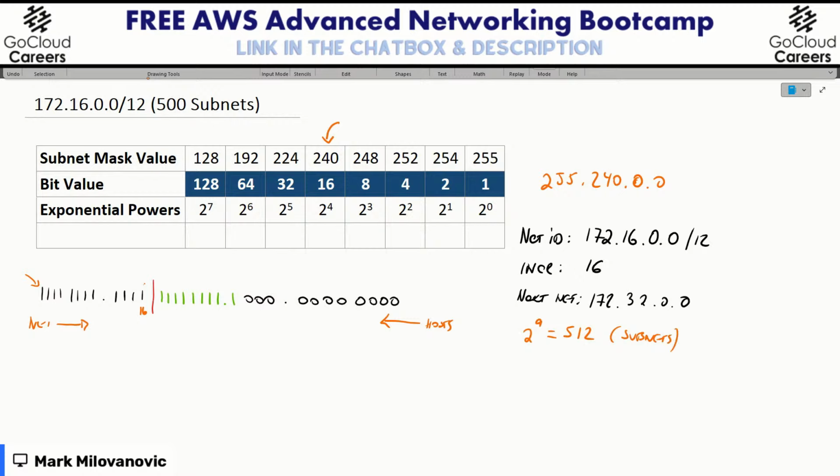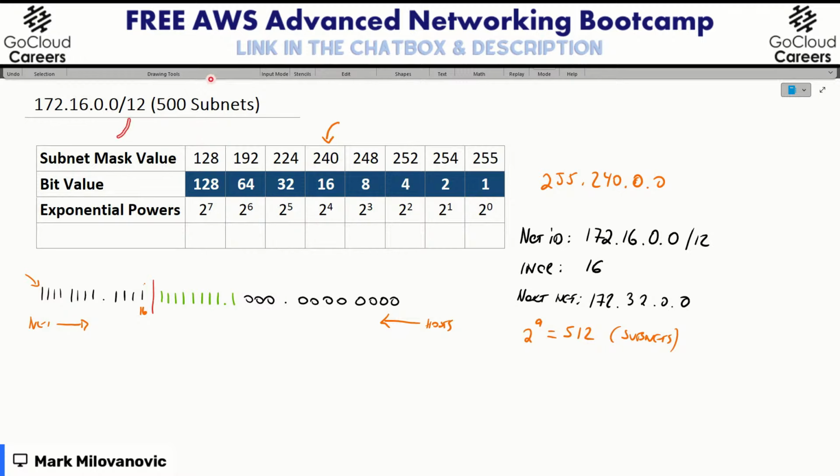And I had to borrow 9 bits because if I only borrowed 8 bits, I would not have met our objective. So I need to at least have had 500 subnets. And we were able to create 512 additional subnets. So we meet our minimum requirement. So our task is this now.